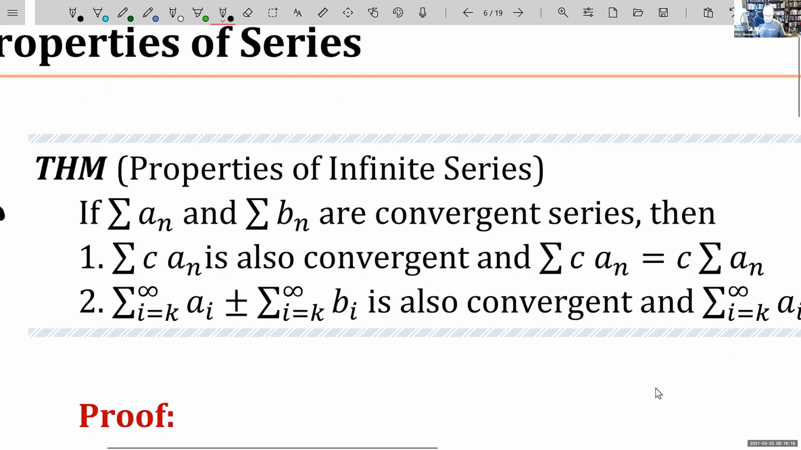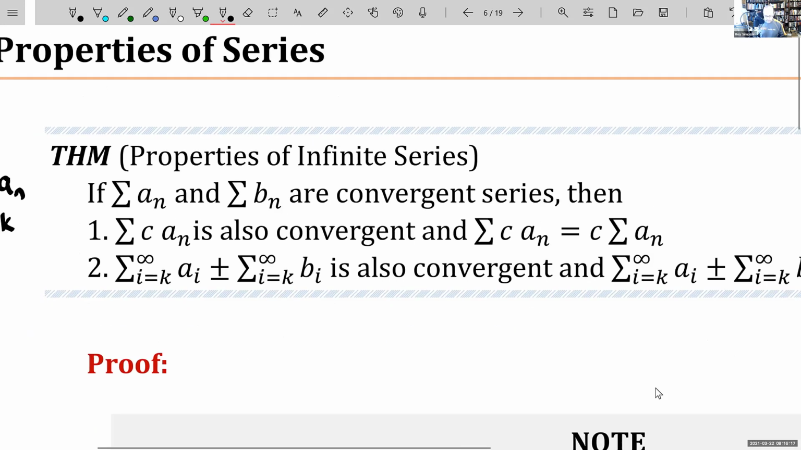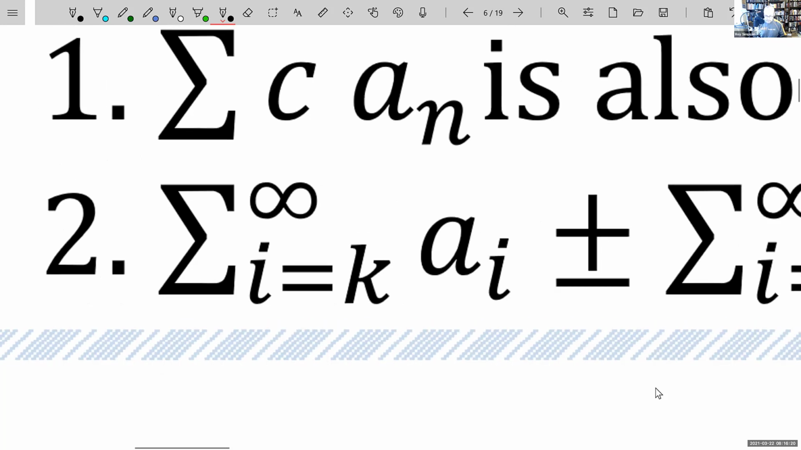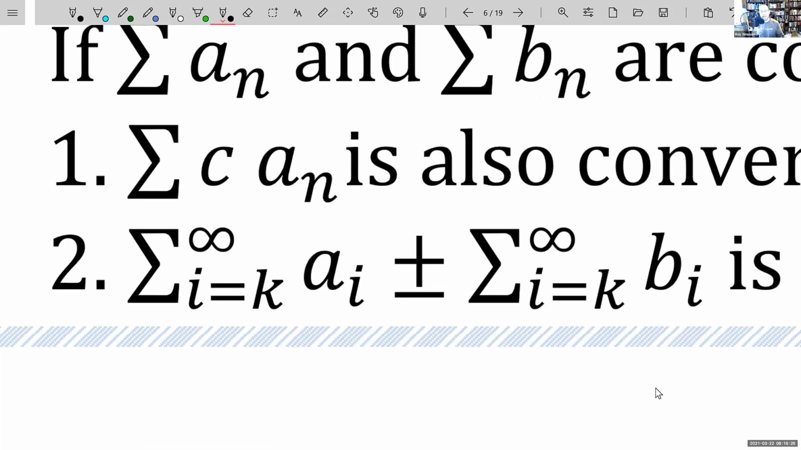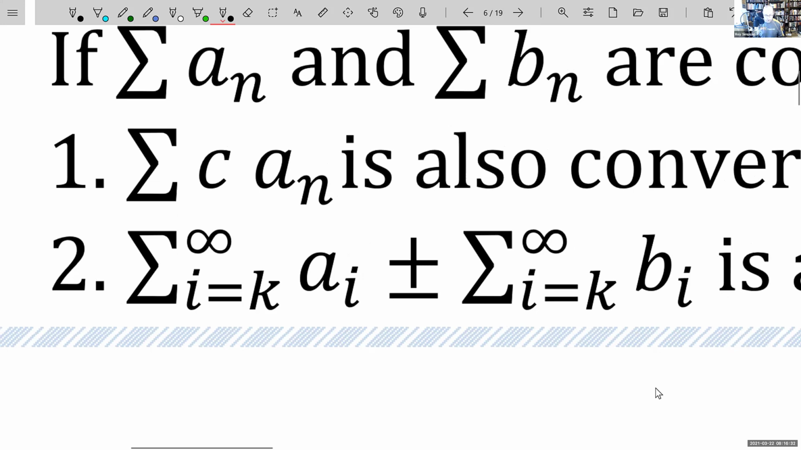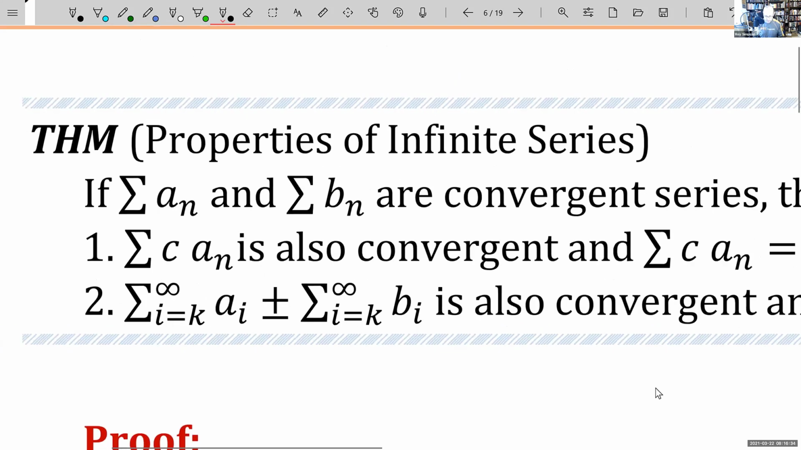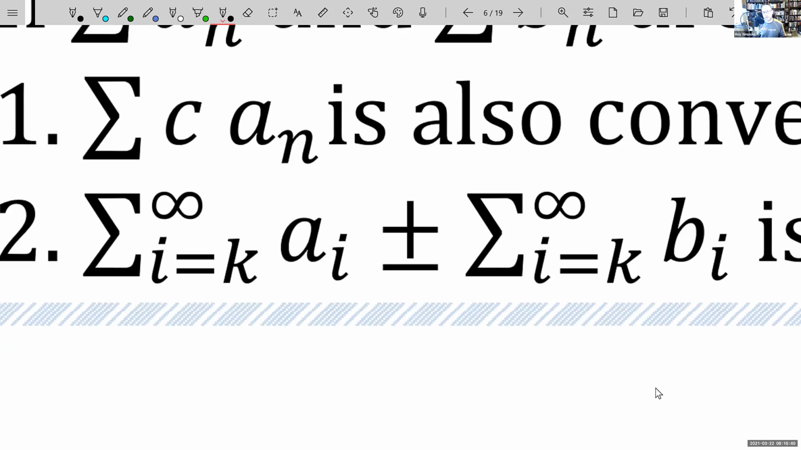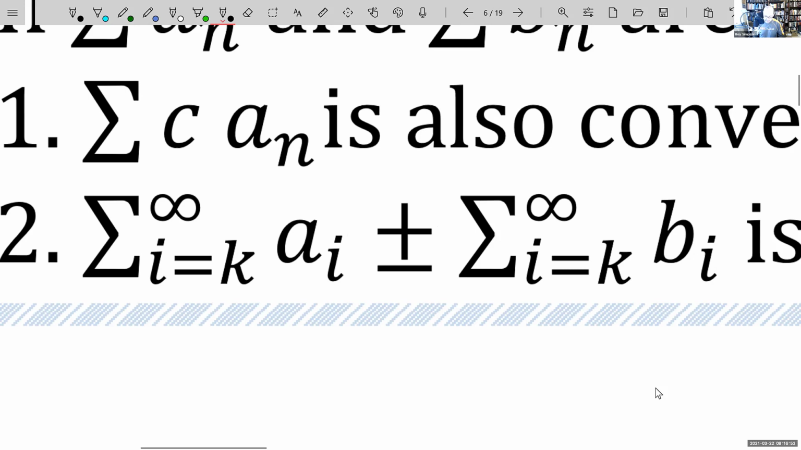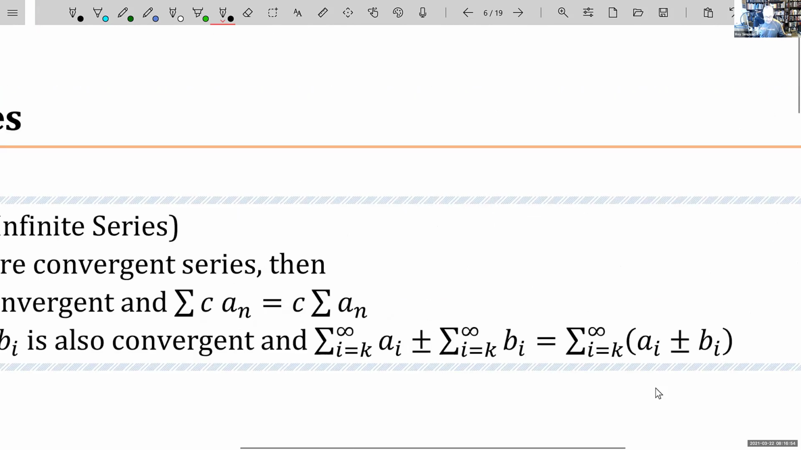Okay. The other one, number 2, the summation from k to infinity of a sub i plus or minus the summation from k to infinity of b sub i. I just chose k because I want to keep it arbitrary. That is also convergent, assuming the two base series are convergent. So if the summation a sub n converges, and the summation b sub n converges, then adding or subtracting those series will also result in a convergent series, and that convergent series will be this right here.